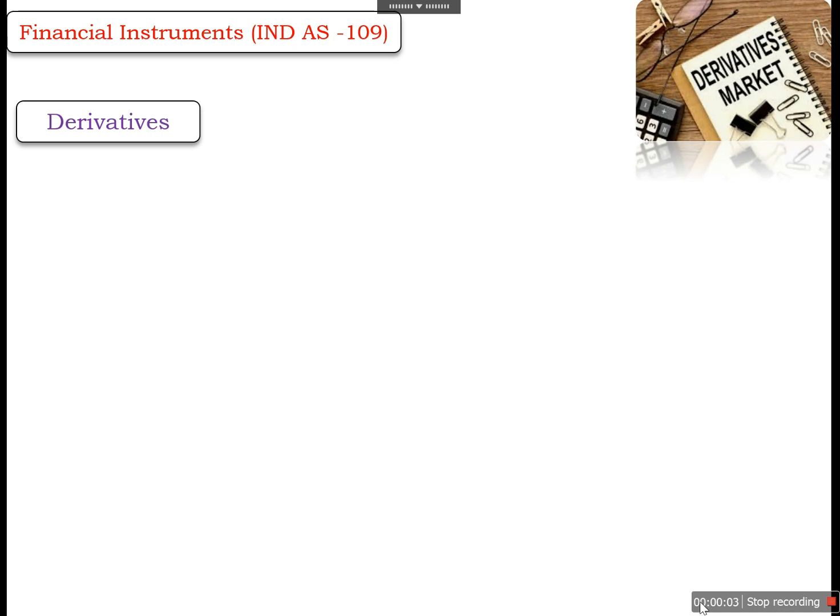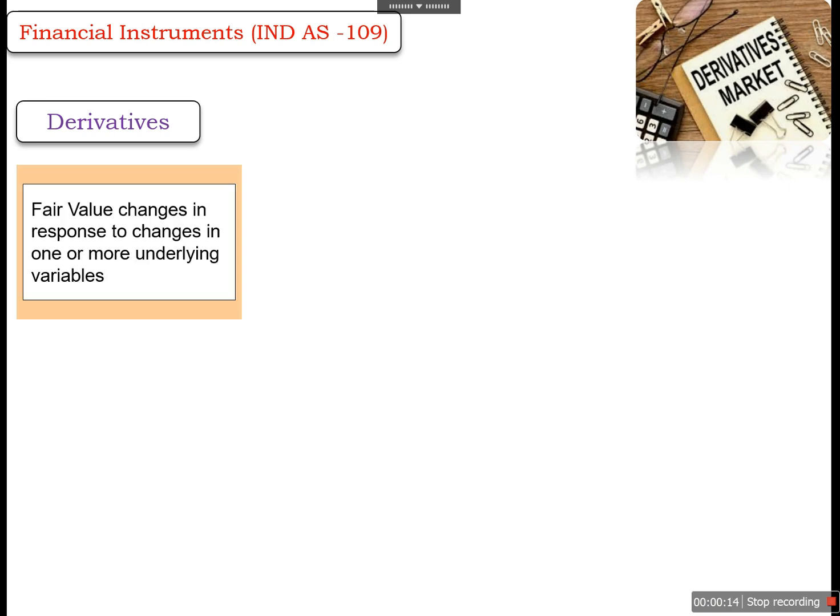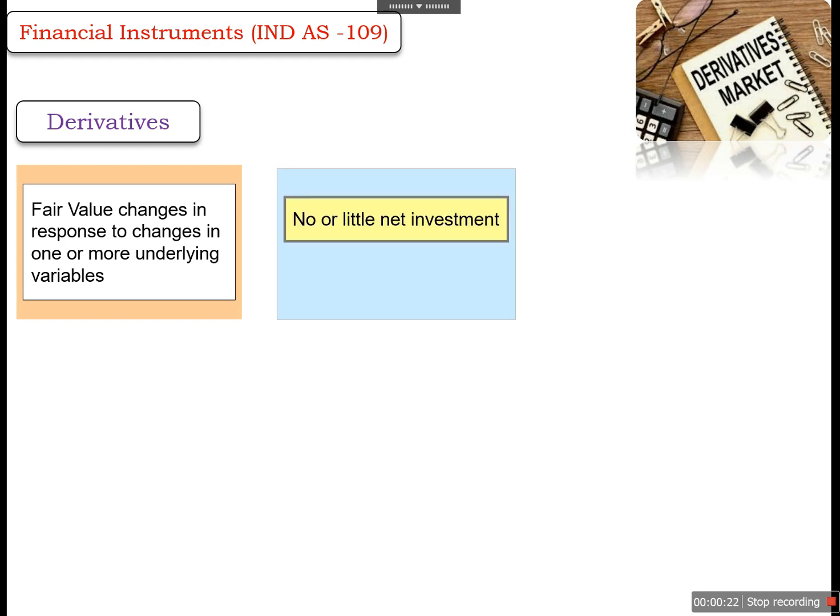Derivative in general terms stands for any financial instrument that derives its value from something else. So it has three characteristics. First, the fair value of a derivative changes in response to changes in one or more underlying variables. And there is no or little investment requirement for derivatives, and it is settled at a future date. So all of these three characteristics are satisfied.